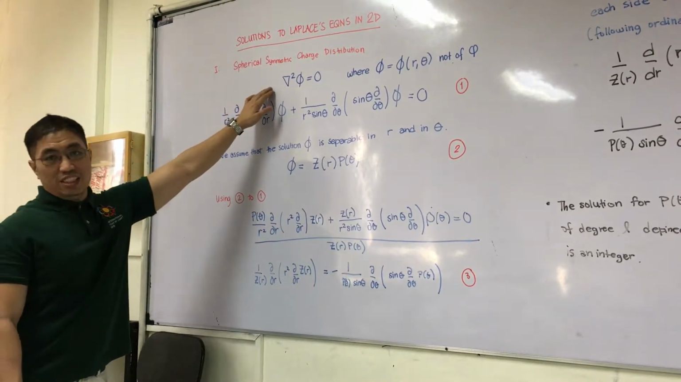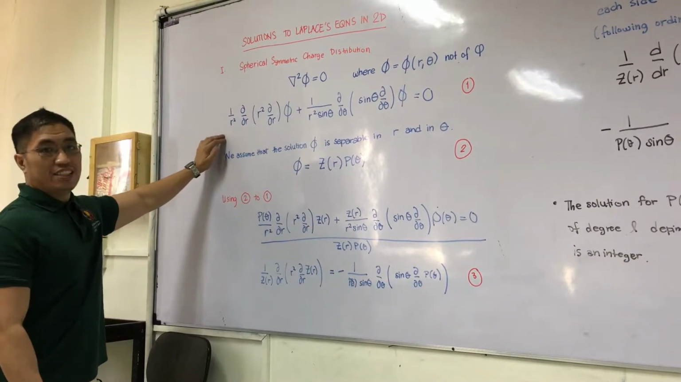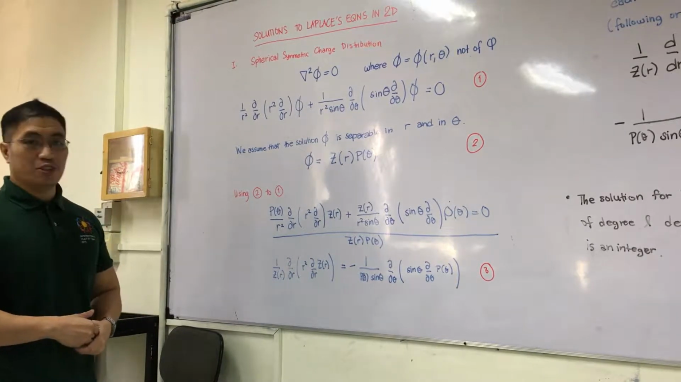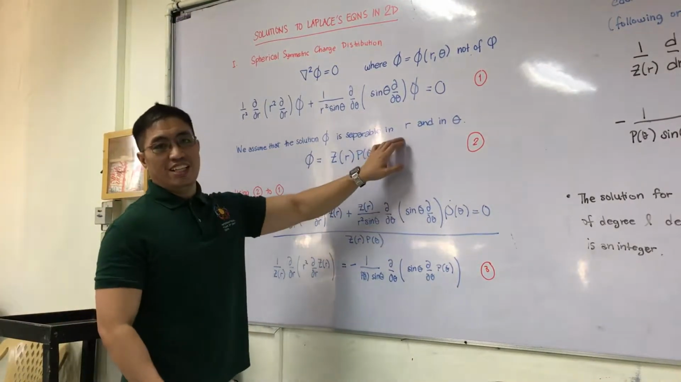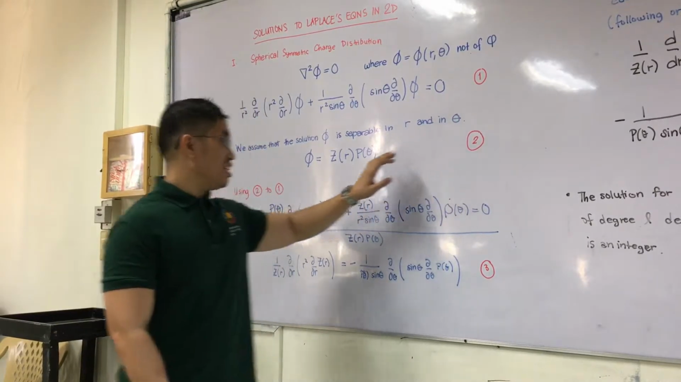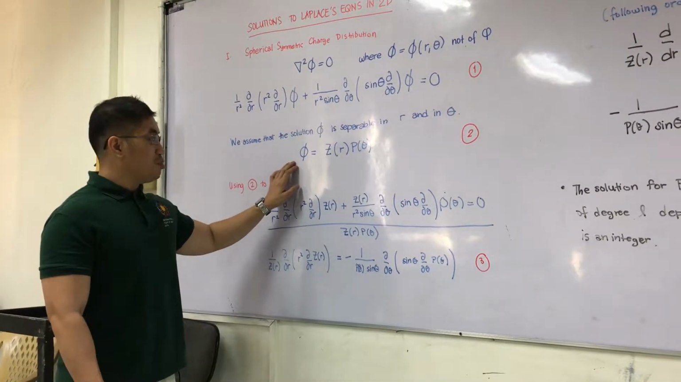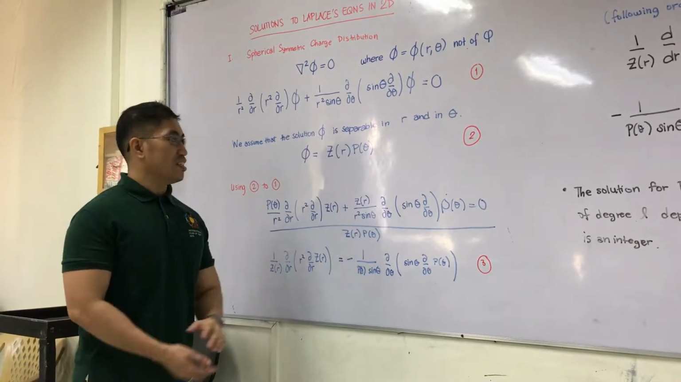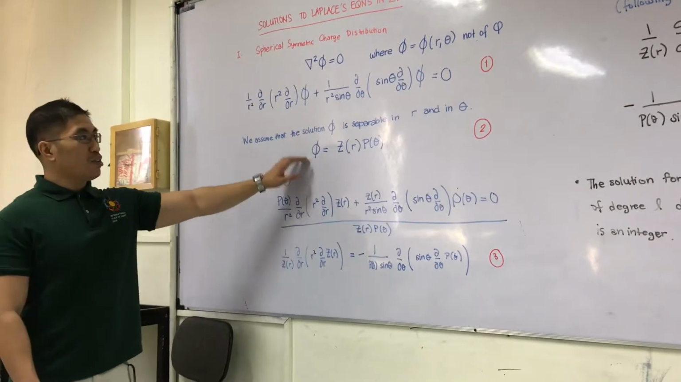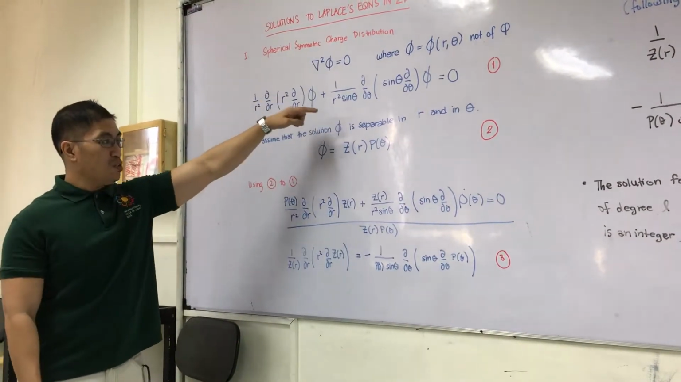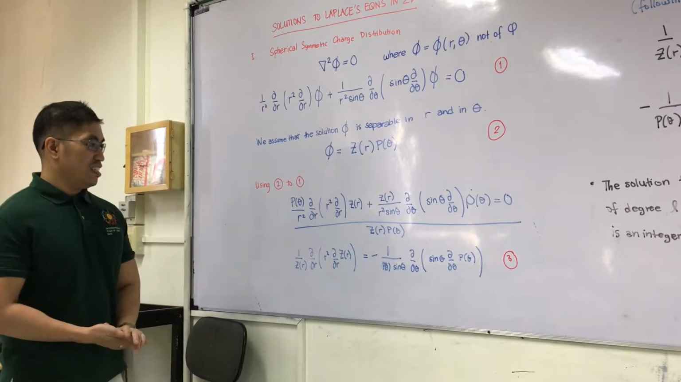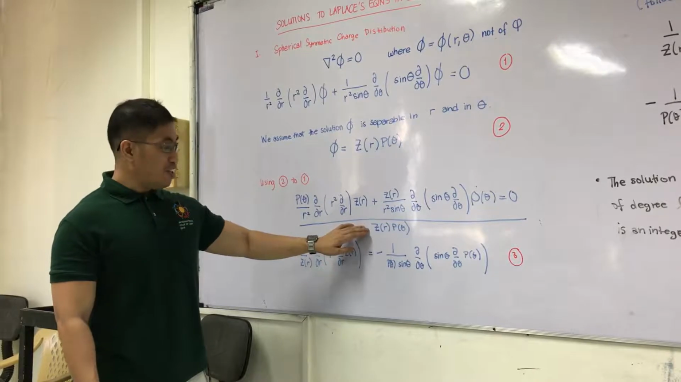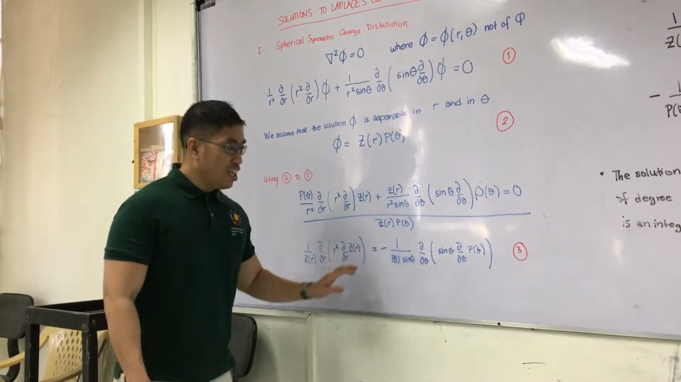Now, del squared in spherical form will be written as equation 1. Now we assume that the solution for the potential function is separable in the radial and in the angular component. That is, our potential function phi would be expressed as the radial component times the angular component. Using equation 2 back in equation 1, we can rewrite equation 1 as this. Now, dividing the equation by our potential function Z(r)P(theta), we get equation 3.